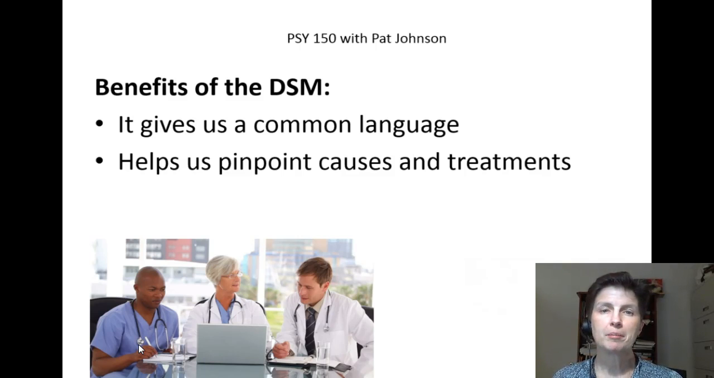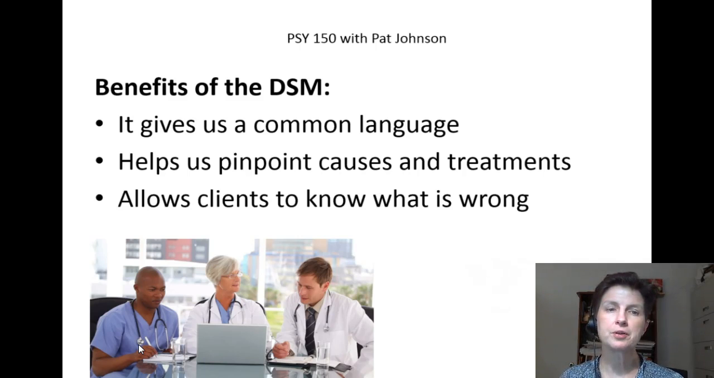The DSM system, although it doesn't list treatment and causes, does help us pinpoint causes and treatments. And by this I mean just the fact that it organizes the different disorders and gives their symptoms helps researchers do research on the different causes and also treatments that are beneficial for helping people with each disorder. Now that doesn't mean that everything about the DSM is good. There are a lot of criticisms.